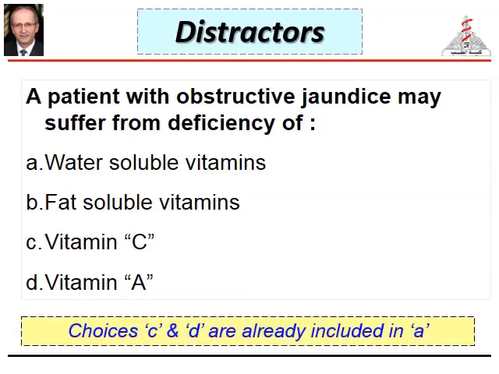This is another example. A patient with obstructive jaundice may suffer from deficiency of: A, water-soluble vitamins; B, fat-soluble vitamins; C, vitamin C; D, vitamin A. There are two types of vitamins in a broad category: fat-soluble and water-soluble. Choices C and D are silly as they are already included in A. You can change the alternatives by using one fat-soluble vitamin as an answer and three water-soluble vitamins as distractors.